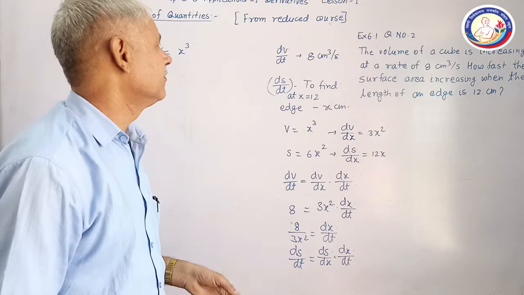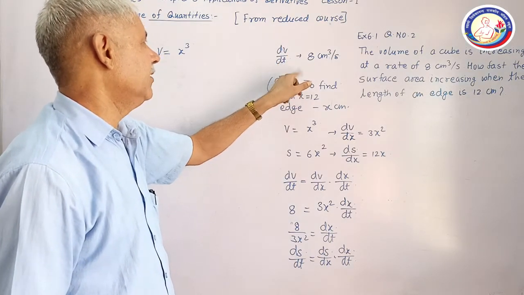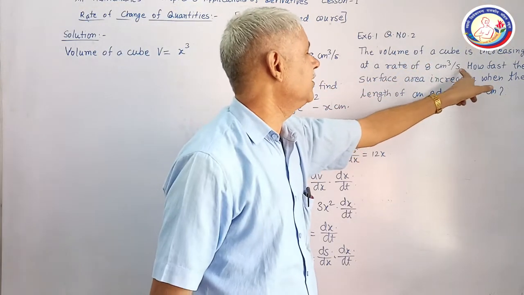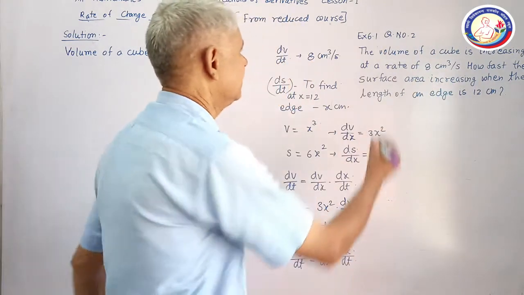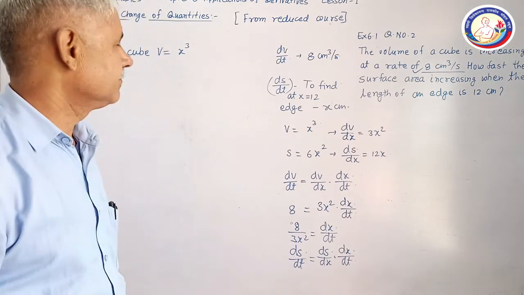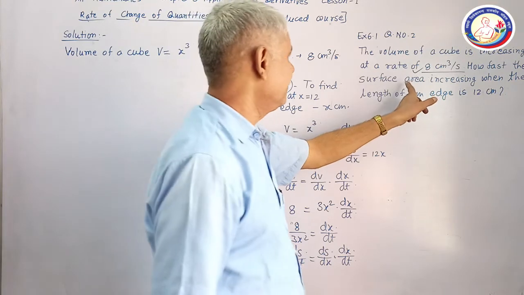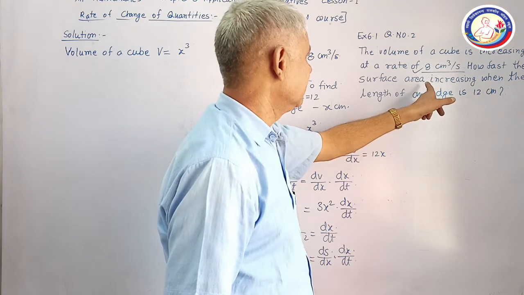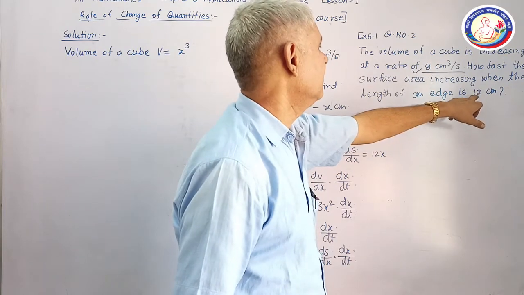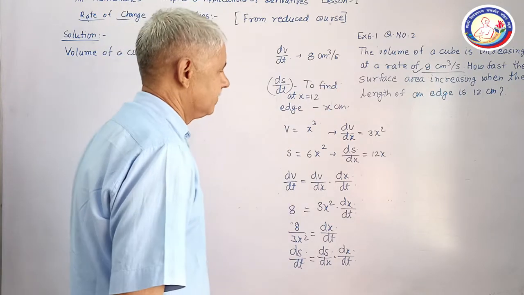First of all, what is the derivative of V with respect to t? It is the rate of change in volume that is given as 8 cubic centimeters per second. This is here. Now, we are asked to find the rate of change in surface area when the edge is 12. So this is what we are to find.